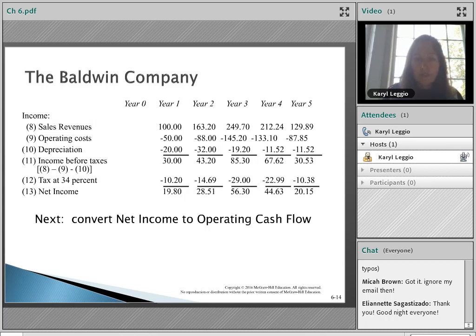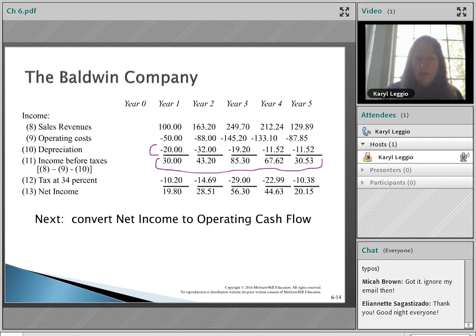We have our sales, less our operating costs, less our depreciation costs. Probably the biggest problem I think students have with these problems is remembering that you have to include depreciation costs. So your operating costs are not including depreciation, so you need to subtract those out separately.